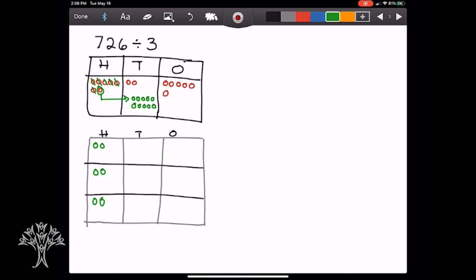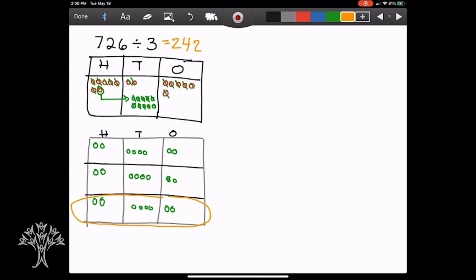Now altogether in the tens, I have 12 again for this problem, and I know that I could give each 4, and I have fairly shared all of those tens. I would do the same for the ones. So remember, the quotient is the answer of one of those groups. So the answer here, I have 2 hundreds, 4 tens, and 2 ones, so 242.